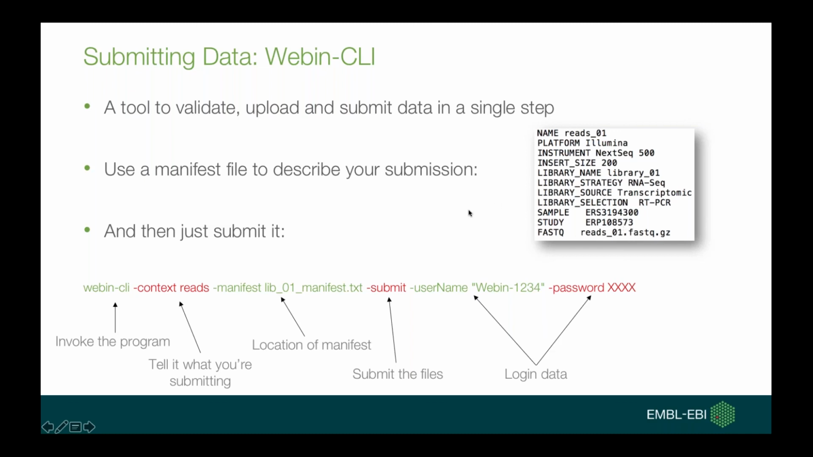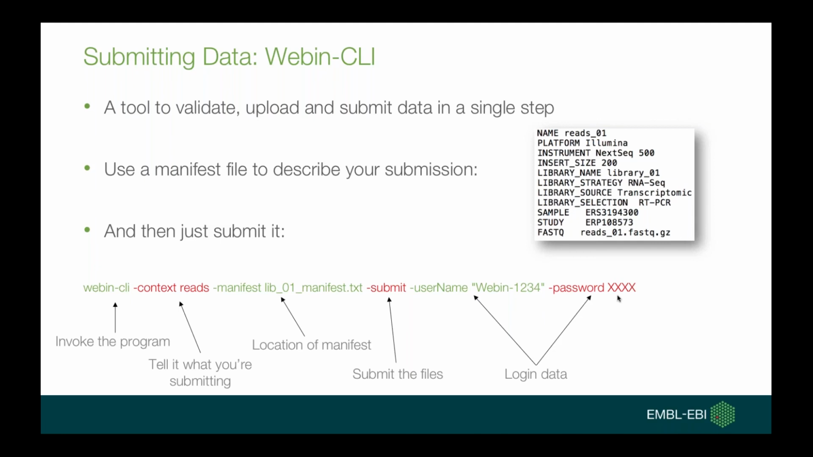So having prepared a manifest file, all you have to do is put together a short command line, and we have guidance on how to do this, which I'll link you to at the end. You invoke the program by typing its name. You tell us what you're submitting, in this case reads. You tell it where to find the manifest file, lib1manifest.txt, which is this thing. You tell it that you want to submit, and then you give it your login data. And that's all there is to using Web-in-Cli.